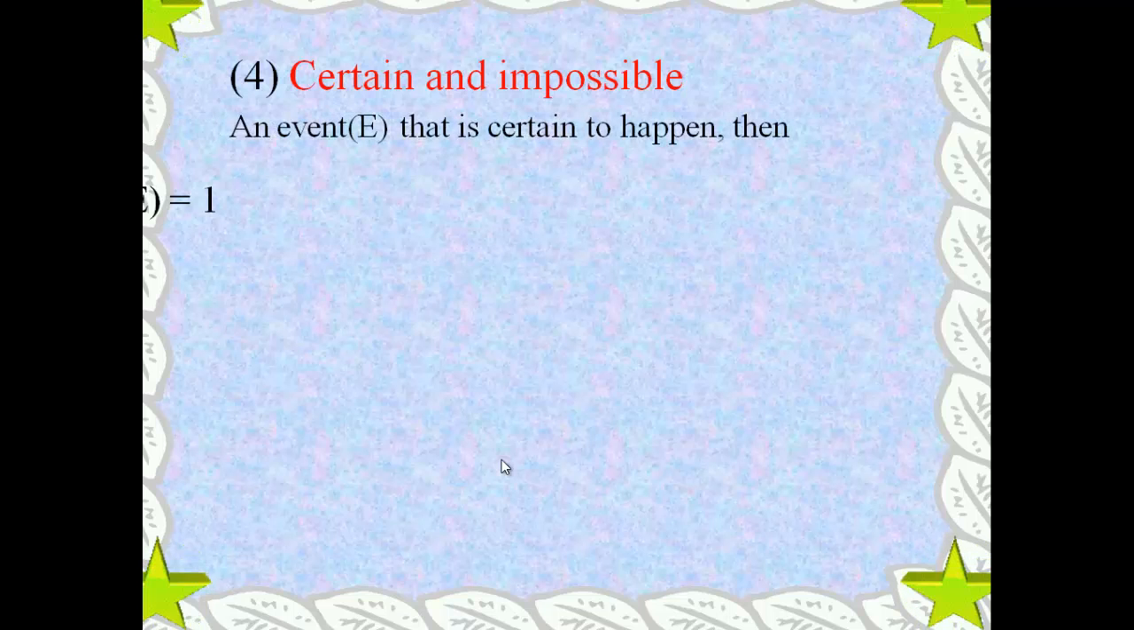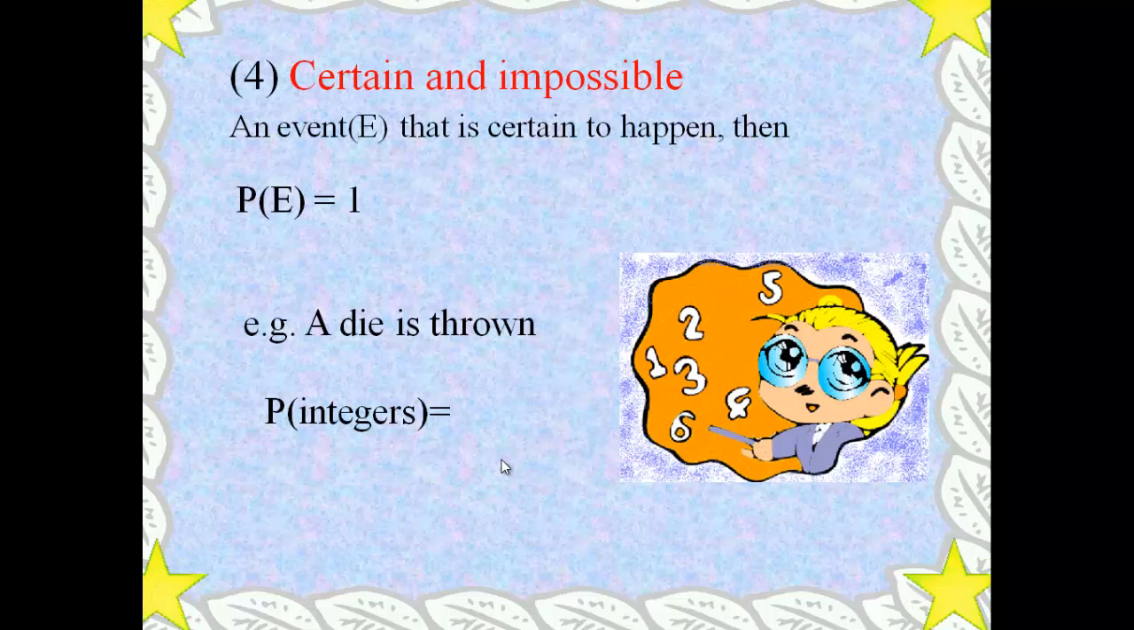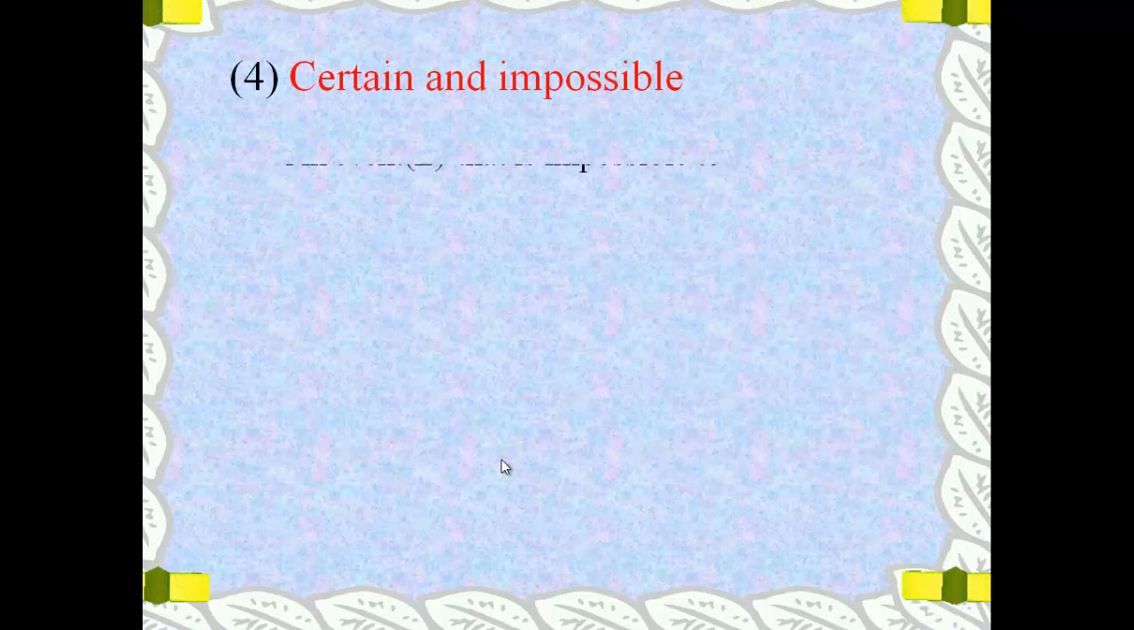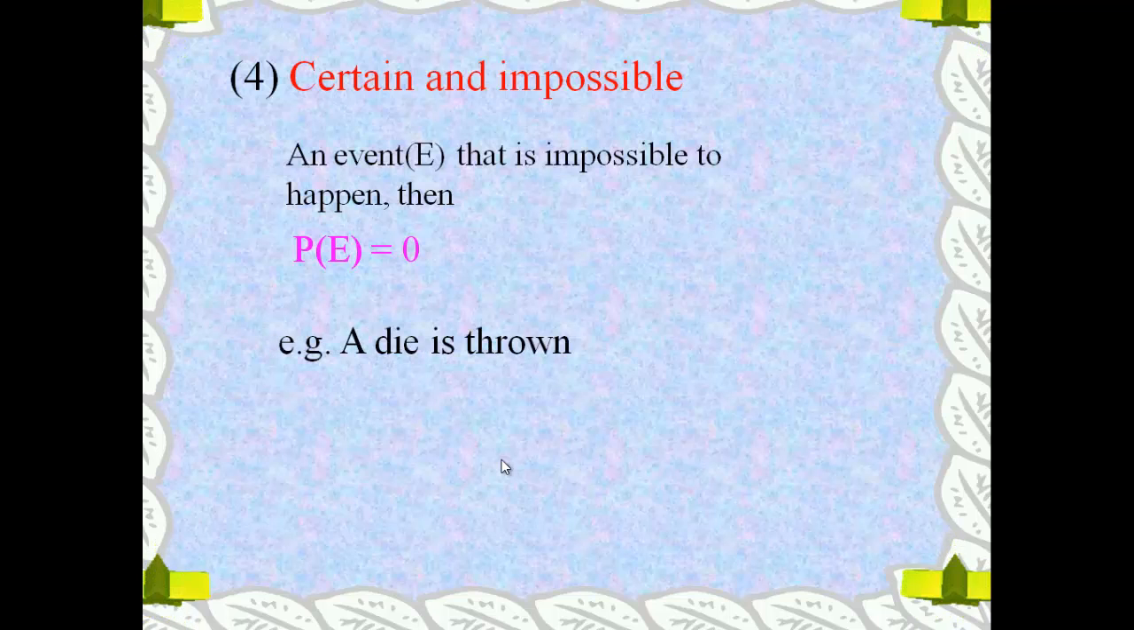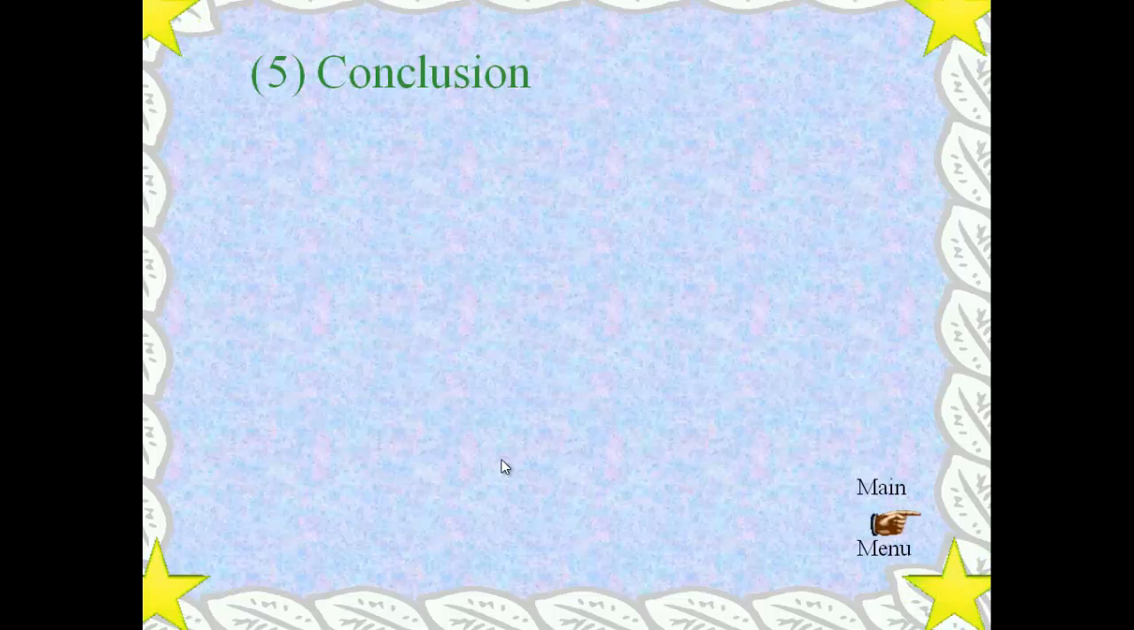If an event's certain to happen, it has a probability of 1. So for instance, if we throw the same 6-sided die with integers 1 to 6 on each face, then the probability that our answer is an integer is 6 out of 6. It's 1. If an event's impossible, it has a probability of 0. So if we throw the same 6-sided die, the probability of getting a 0 is 0 out of 6, which is 0.